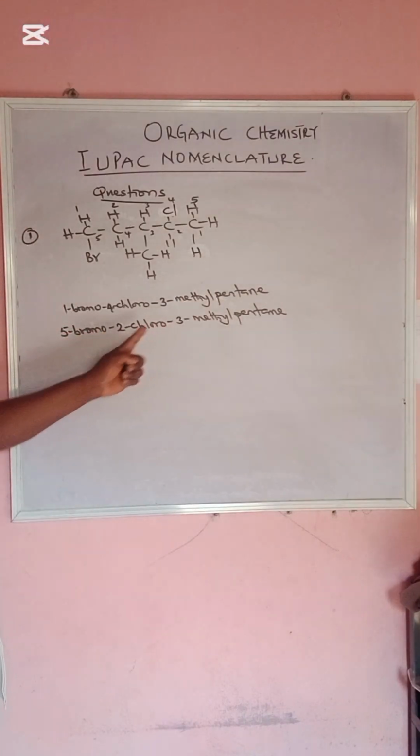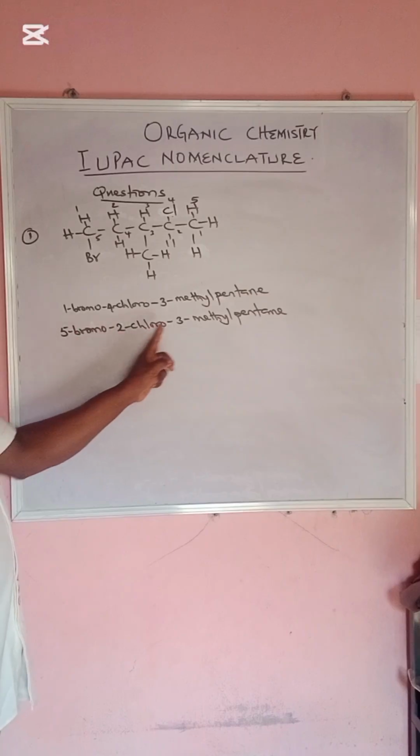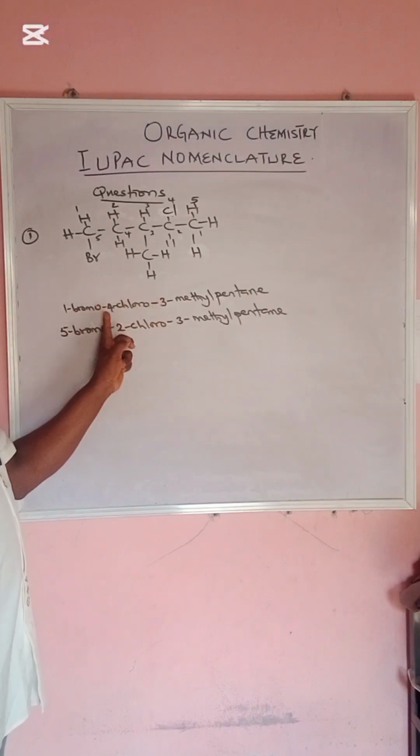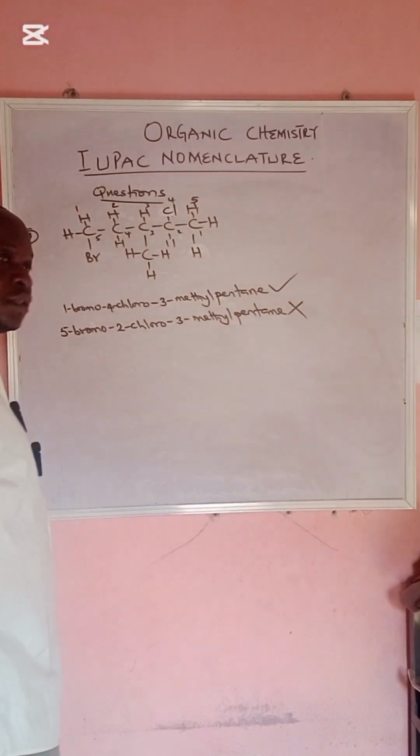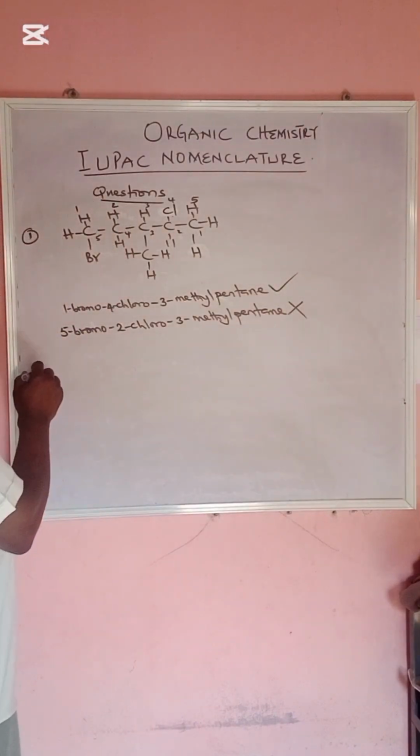So let's see which one is correct. Add this together: 5 plus 2 plus 3, you get 10. This plus this, you get 8. So this one has the lower number. Correct. Which one is wrong? Number 2.